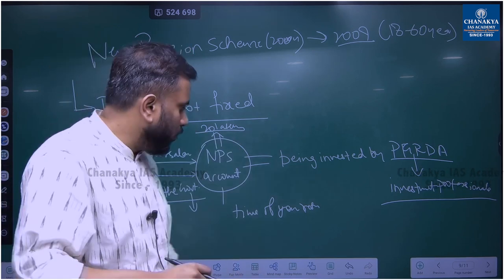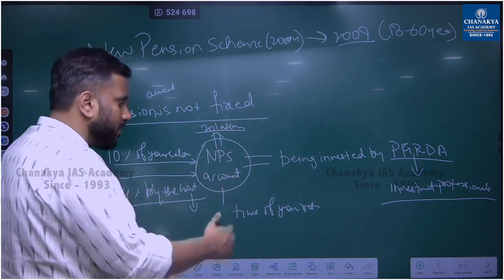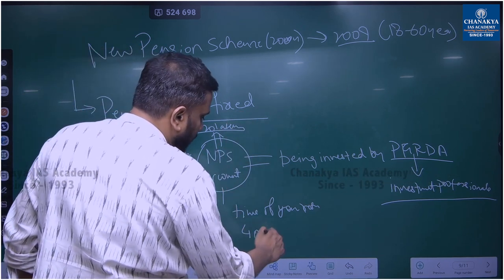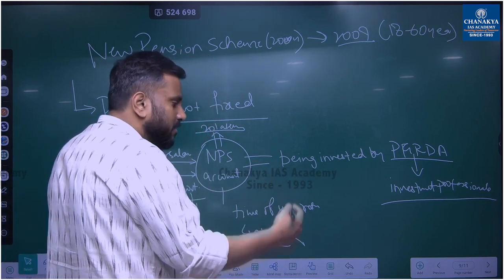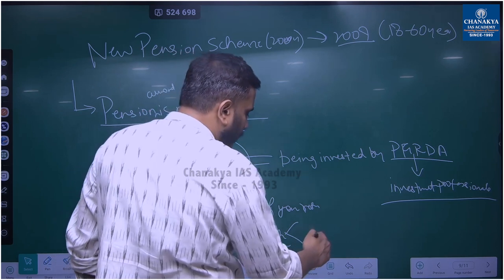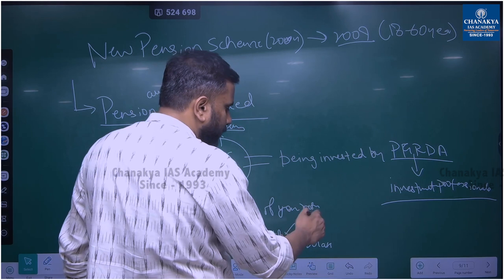Maan lo, at the time of your retirement, your 20 lakh convert ho jata because of investment, it doubles. And now your total corpus is 40 lakh. Ab is 40 lakh mein se aapko kuch lump sum amount lena padega. For example, you took 20 lakh of lump sum amount and baki 20 lakh ka, you have purchased an annuity.